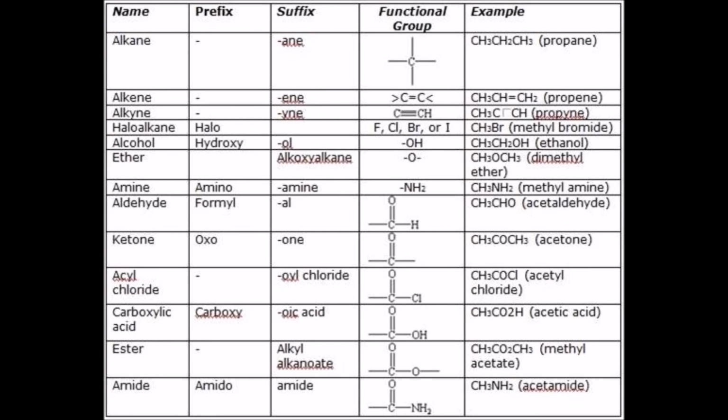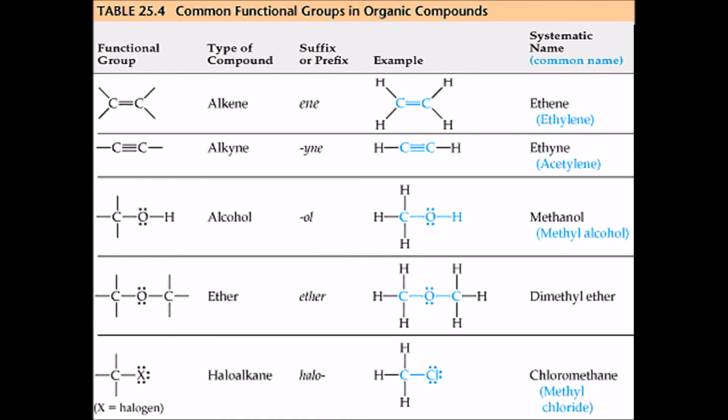Another example is the carboxylic acid. The prefix is carboxyl, the suffix is oic acid, the functional group is there, and the example is acetic acid. In the next table, you can see the functional group, the type of compound, suffix or prefix, the example, and the systematic name. We have first the alkyne. Well, in the second line, the suffix or prefix is yne. The example and the functional group are there, and the systematic name is ethyne.